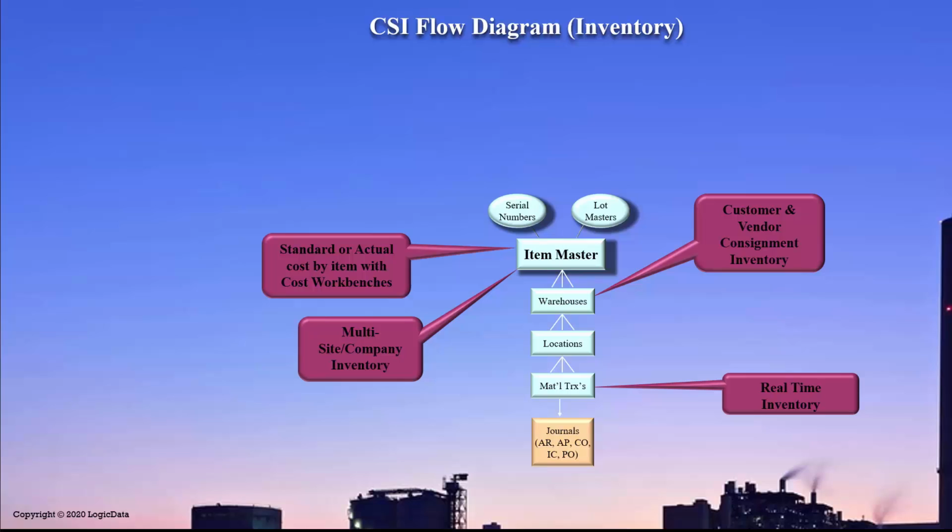At the same time, inventory motion could easily affect the valuation of inventory. For example, shipping an item would impact inventory on hand value and cost of goods. So in real time, SyteLine writes to general ledger journals for those inventory valuation transactions.